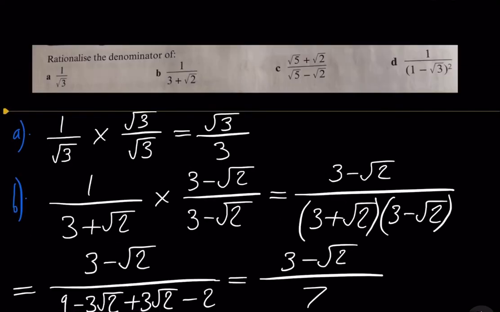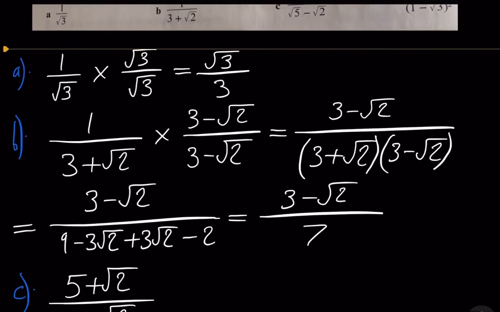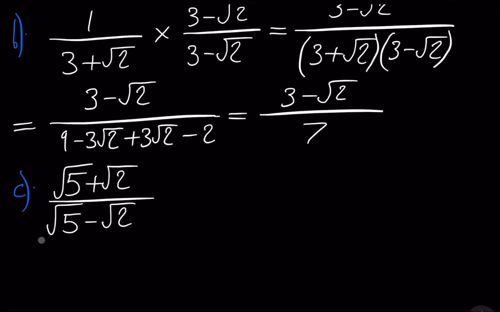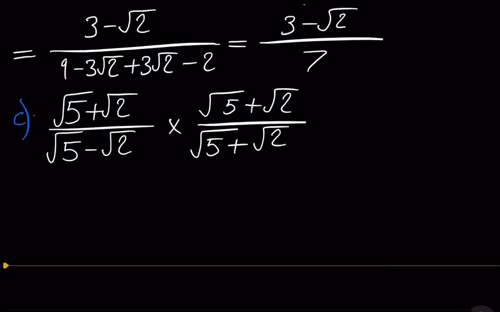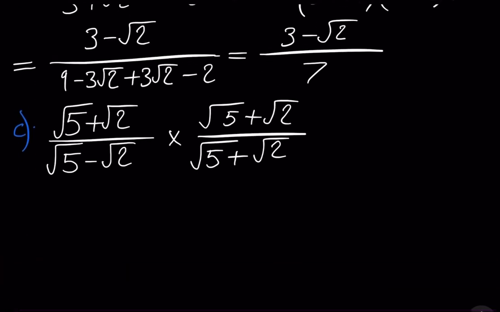Now for part C, we have root 5 plus root 2 all divided by root 5 minus root 2. So this time in the denominator we have root 5 minus root 2, and we've got a negative sign before the root 2. So we have to multiply both the numerator and the denominator by the conjugate of root 5 minus root 2, which happens to be root 5 plus root 2. And then after doing this, we end up with a pair of brackets that have to be expanded on both the numerator and the denominator.